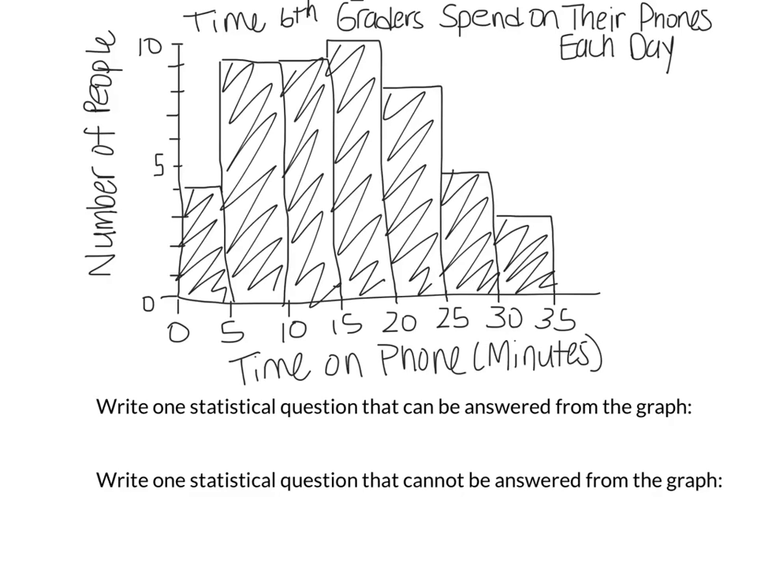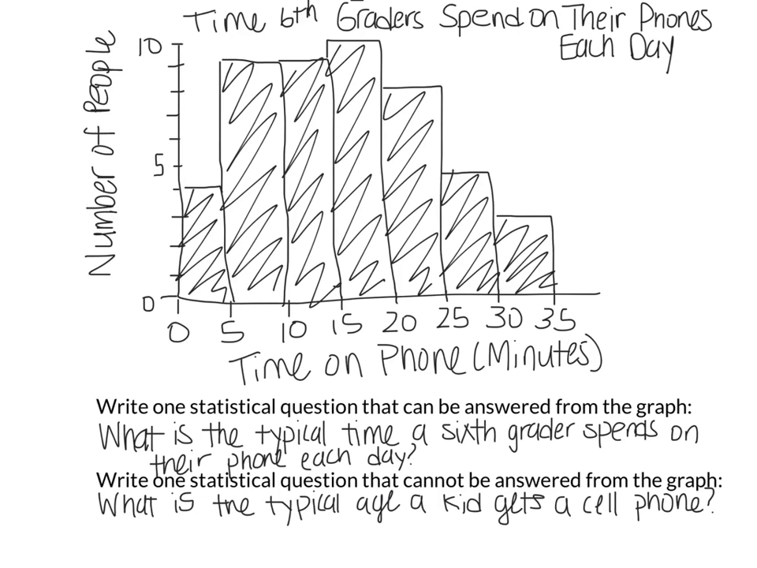Now it's time for you to try this on your own. We have another graph here. This time the graph is called time sixth graders spend on their phones each day. So based on this graph, you are going to write one statistical question that can be answered from the graph, and then one statistical question that cannot be answered from the graph. So in a second, you will pause the video, write 2 questions, then when you're done, you can play the video and check your answers. So go ahead and pause now.